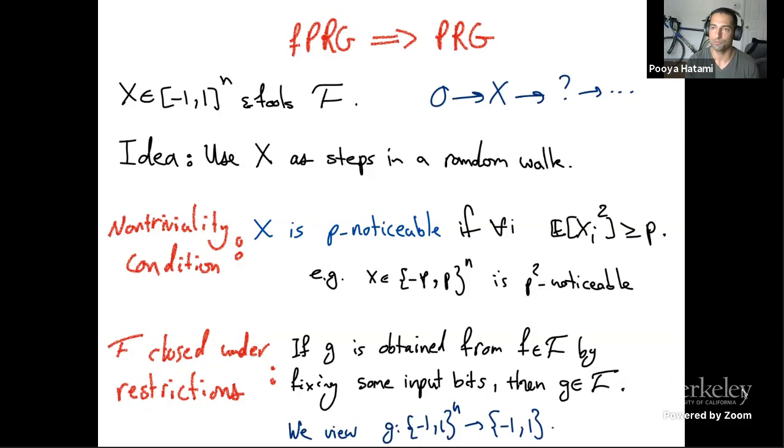And this closeness under restriction, I have to clarify. I promise you that we are thinking of f as a family of functions over n variables. So what does it mean if I fix some of the inputs and it's still in the family? We will still think of the restricted function as a junta on n variables. It's just ignoring the fixed input bits.